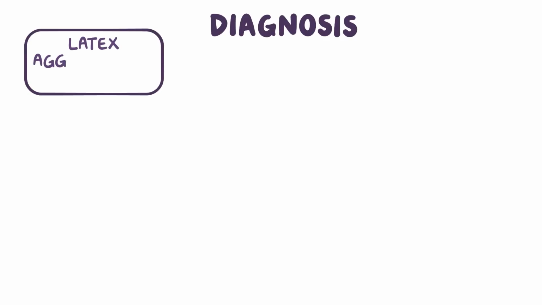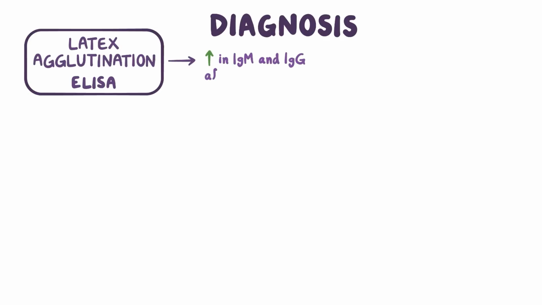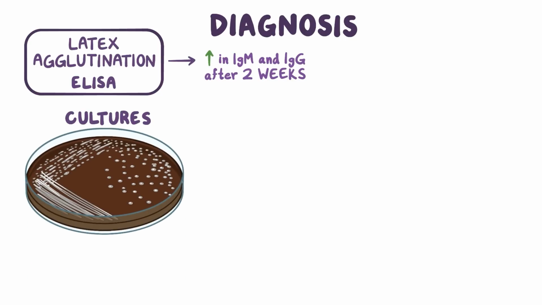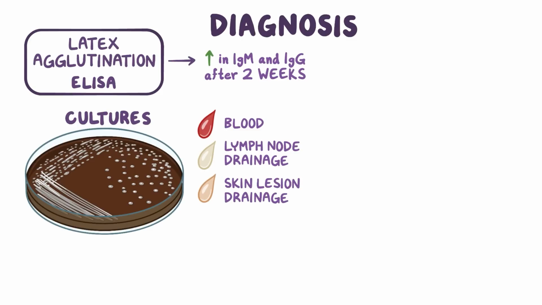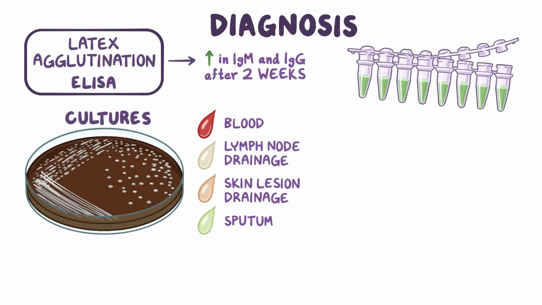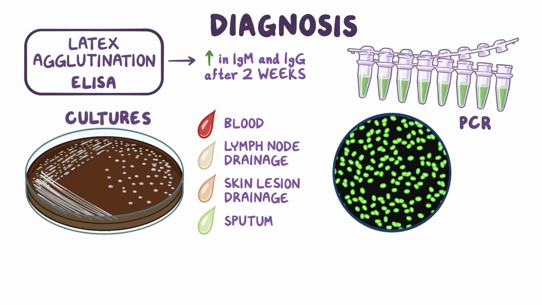Diagnosis is based on serologic tests, like latex agglutination or ELISA, which show an increase in both IgM and IgG after 2 weeks of infection. Alternatively, Francisella can be grown in cultures from biological samples like blood, lymph node drainage, skin lesion drainage, or sputum. Finally, there are some fast tests to detect Francisella tularensis, like PCR and direct fluorescent antibody test, or DFA for short. But these are not yet available for routine testing.